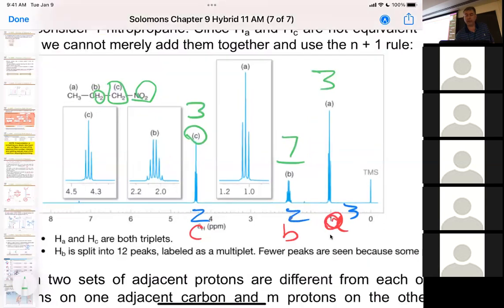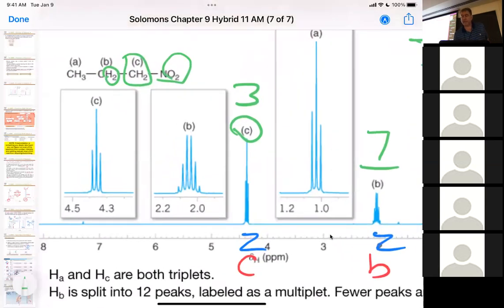And when we blow that up, we see that peak A is a nice classical triplet. We have 1, 2, 3, 4, 5, 6. 6 peaks. Did we count them? On A, there's 3 hydrogens. So there's 3 hydrogens here and 2 hydrogens here. So that's 5 plus 1 is equal to 6.